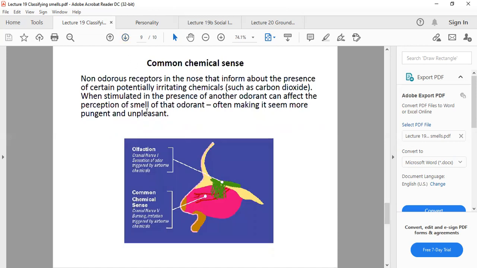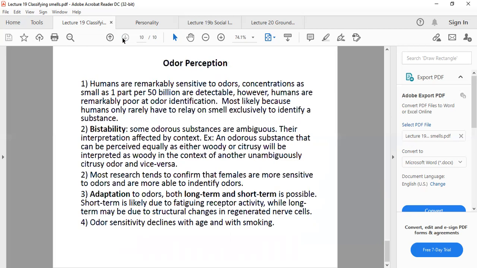And then some chemical senses: non-odorous receptors in the nose that inform about the presence of certain potentially irritating chemicals, carbon dioxide, and all other gaseous exchanges that one can detect. So it comes to these ones, non-odorous receptors. Then it comes to odor perception, that humans are less sensitive to odors since maybe we don't use the sense of smell that much. Then comes bistability.